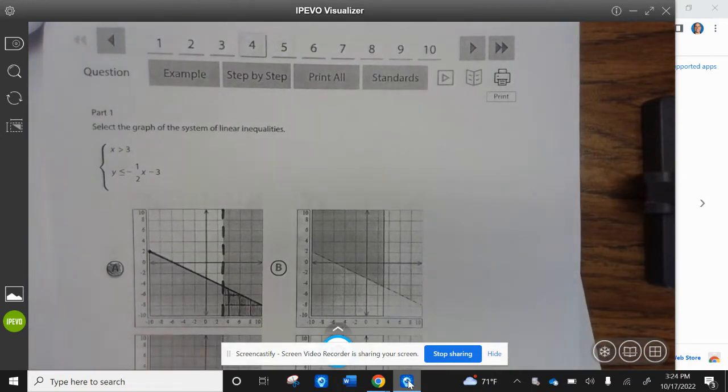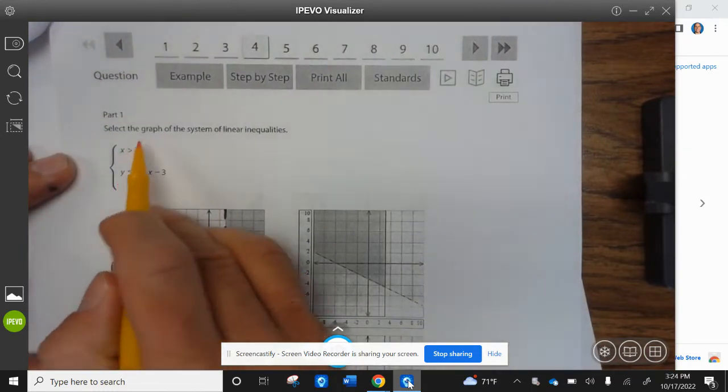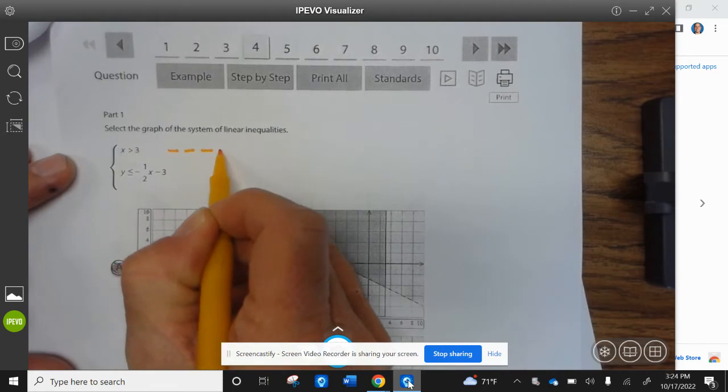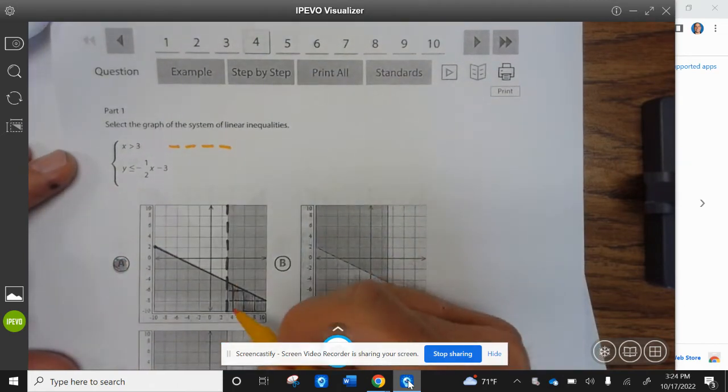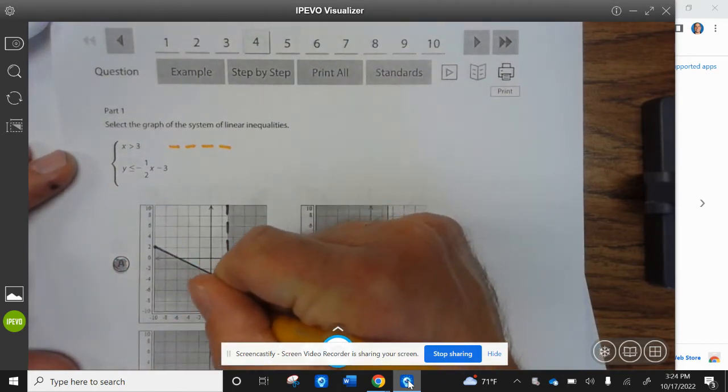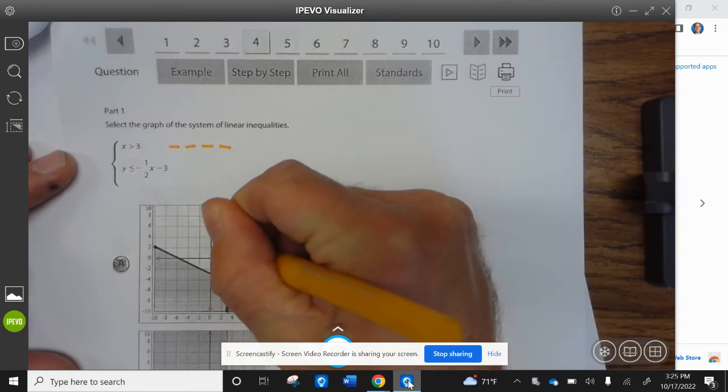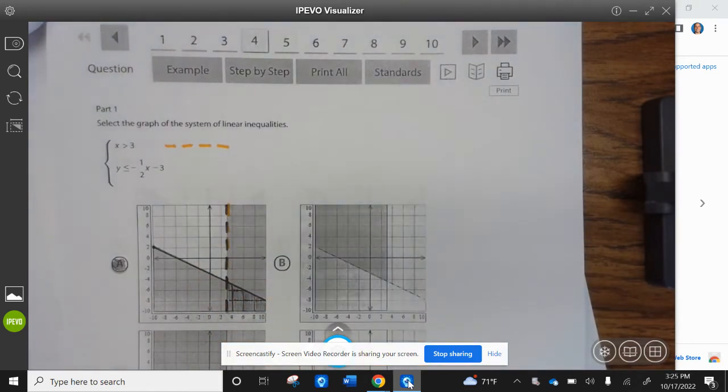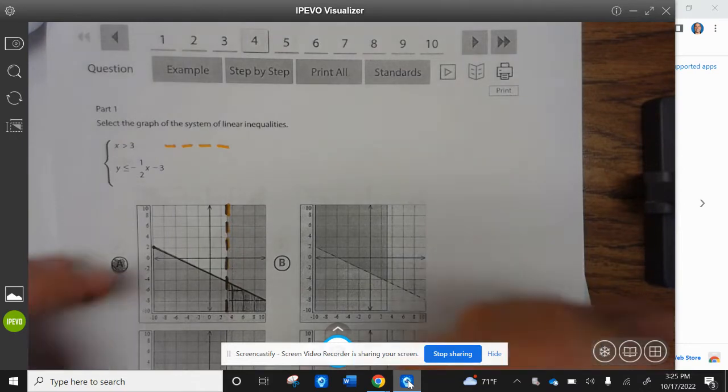Okay, I'm going to graph the first inequality in yellow. There's no line underneath, so it's a dashed line. And so it's x greater than 3, which is right here. Now, it's greater than, so we shade to the right.